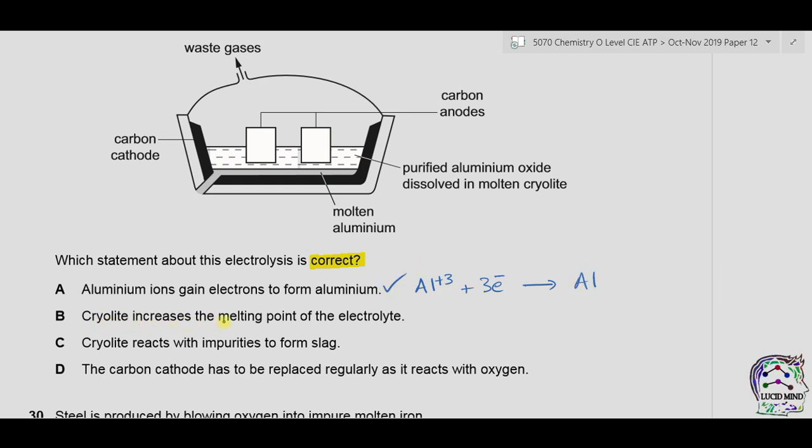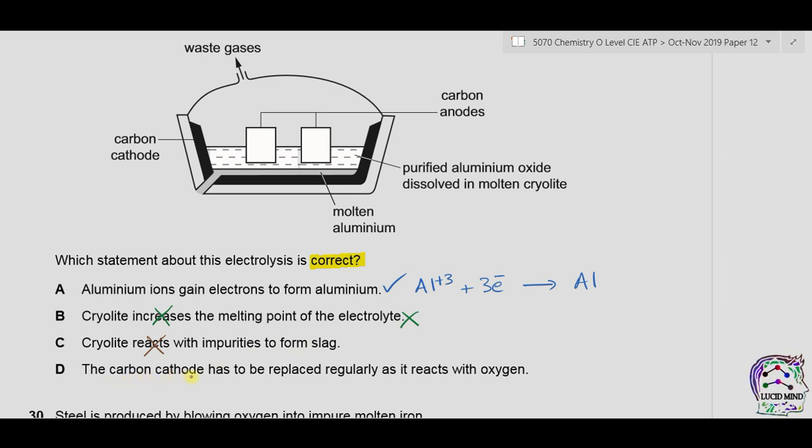B. Cryolite increases the melting point of the electrolyte. Now this is wrong because cryolite is an impurity and it reduces the melting point of the electrolyte. C. Cryolite reacts with impurities to form slag. This is also incorrect because cryolite is only used to reduce the melting point.